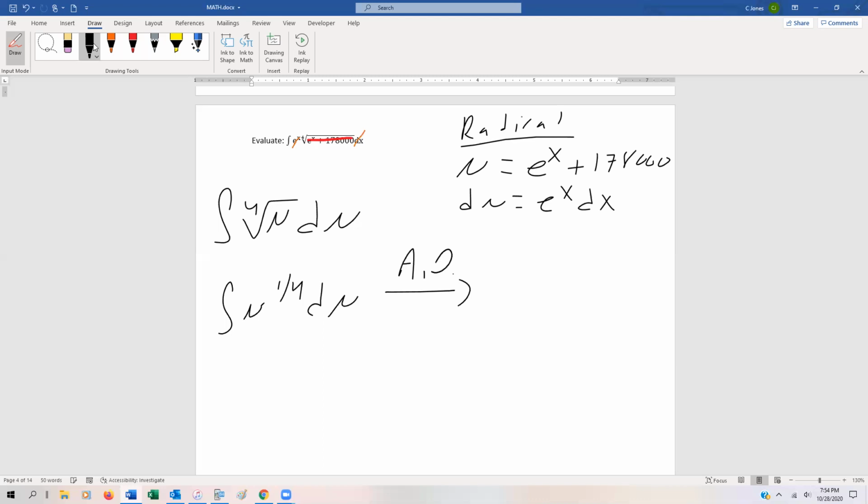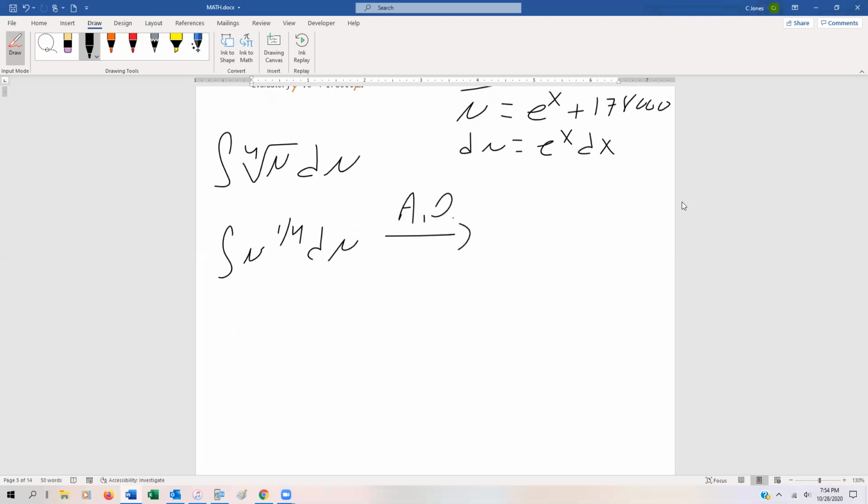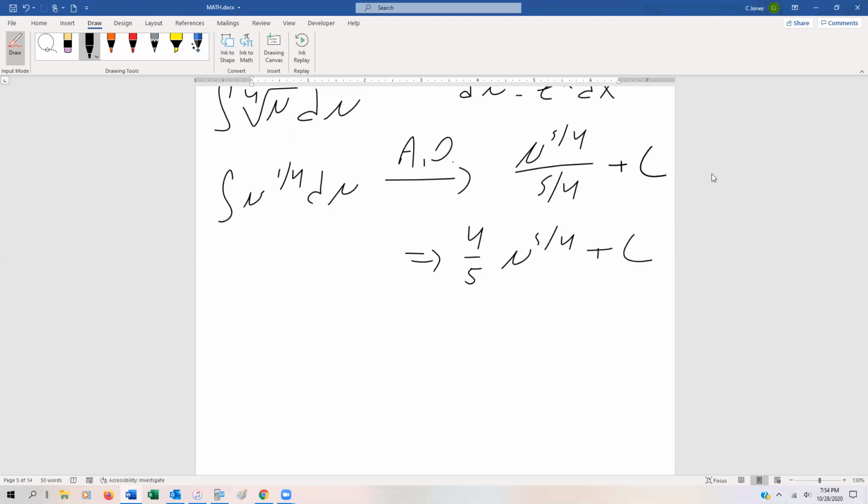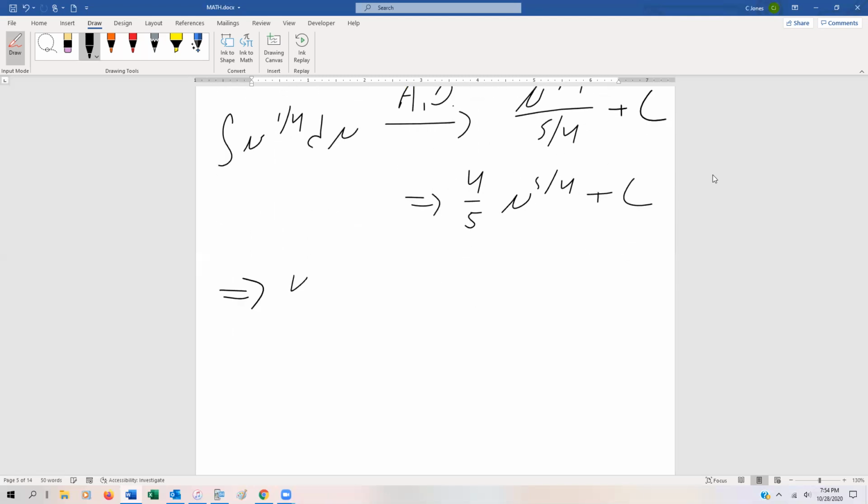And now we're going to find the antiderivative. Antiderivative just says we're going to add 1, divide by the new exponent. So u to the 5/4 over 5/4 plus c, multiply by the reciprocal: 4/5 u to the 5/4 plus c. And then finally, we're going to back substitute for u, which we said was e to the x plus 178,000. So one of several ways to write this answer: 4/5 times (e to the x plus 178,000) to the 5/4 plus c.